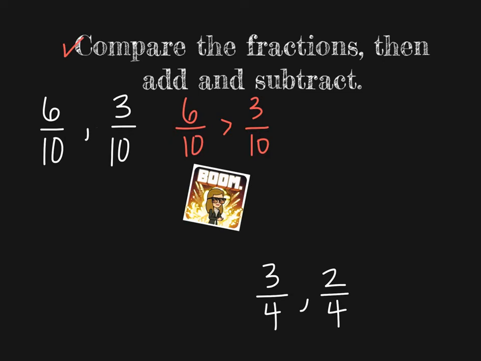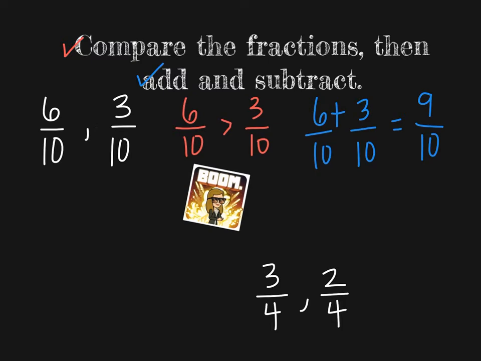The next step is to add them. So when I do 6/10 plus 3/10, remember when you add and subtract fractions, you only work with the numerators. The denominators stay the same. So 6 plus 3 is 9. Denominator stays the same. So our answer is 9/10. So I finished the second step of adding the fractions.